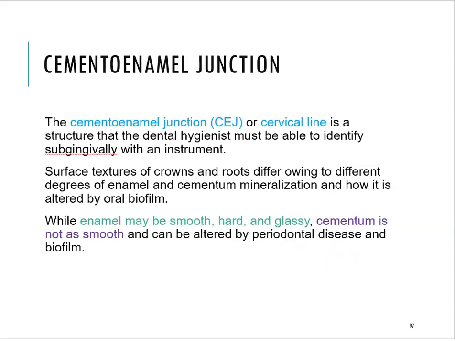CEJ, the cemento-enamel junction, is also known as the cervical line. So if I were to draw the CEJ, this part over here is my CEJ. And think of it, junction is where two areas meet. So this is where the cementum, because the root is covered in cementum, and enamel, which is on top of the crown, meet. Hence why it's called the CEJ, also known as the cervical line. Now the cementum is not smooth. The enamel is nice and smooth, but when you feel the cementum, when you feel the root, it's not as smooth.